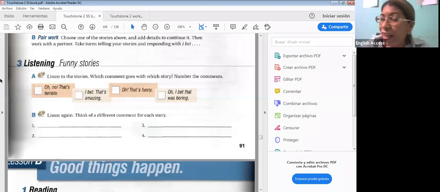Excellent. Okay, so with this exercise, we're finishing lesson C. Lesson C, as you can see, was pretty short. It was only conversation strategy, how to react to a story. So as you can see, we're using these expressions that you already know, like that's terrible, that's funny, that's amazing, that's good, that's cool, etc.